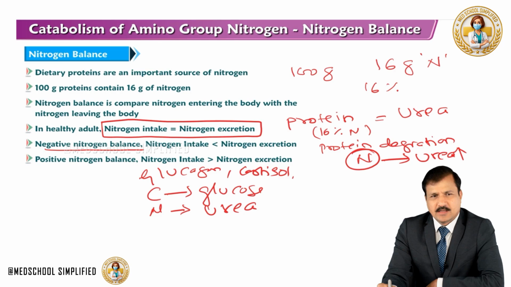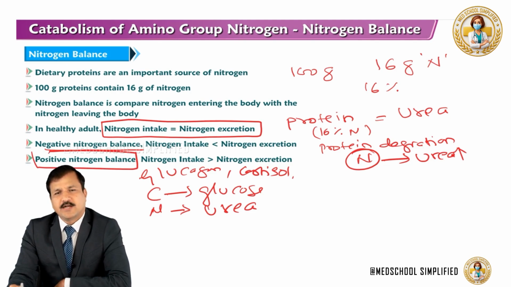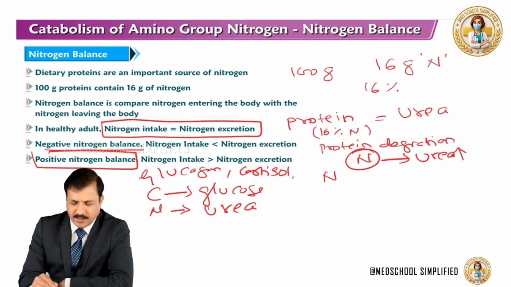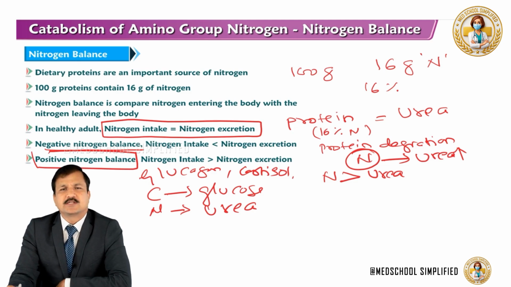Coming to positive nitrogen balance condition, in positive nitrogen balance condition, the amount of nitrogen that is getting into our body will be more than the amount of nitrogen that is going out of our body as urea. That means more nitrogen is retained in our body. So the positive nitrogen balance conditions are where there is increased protein synthesis going on, like during pregnancy, during childhood, growth and development going on, and also recovery from illness, recovery from starvation, and things like that, and also bodybuilding. So these are some of the positive nitrogen balance conditions.